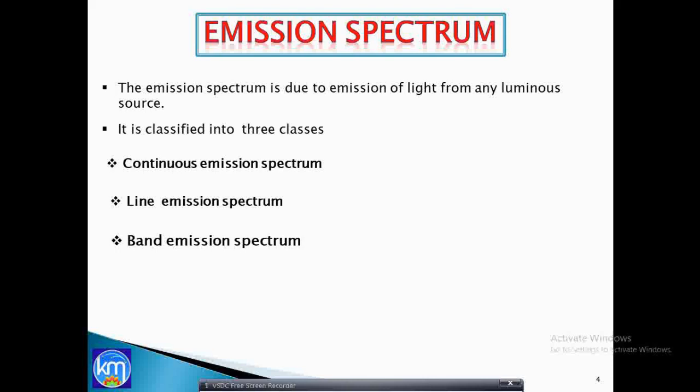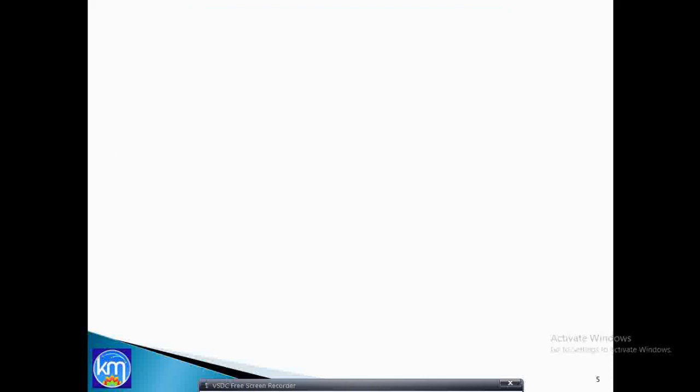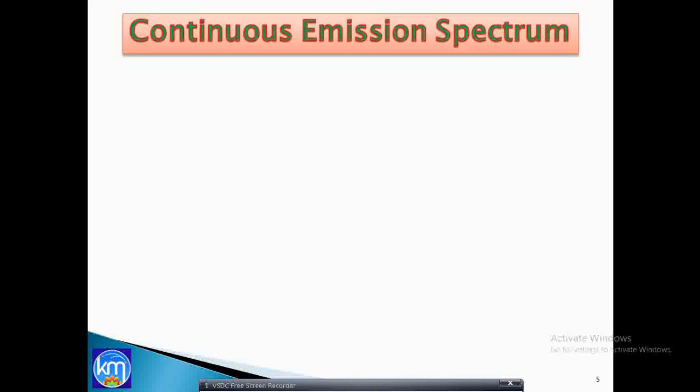Now this emission spectrum is further classified into three types, or three classes. One is the continuous emission spectrum, another is the line emission spectrum, and another is the band emission spectrum. Now let us study in detail about these. Firstly, let us focus on continuous emission spectrum. When is this continuous emission spectrum obtained, and what is its appearance?